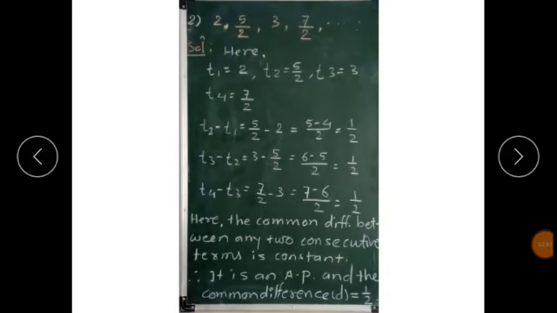Let us see the second example. The sequence is 2, 5 upon 2, 3, 7 upon 2. Here T1 is equal to 2, T2 is equal to 5 upon 2, T3 is equal to 3 and T4 is equal to 7 upon 2. Let us find the common difference between the first two terms, T2 minus T1. 5 upon 2 minus 2, which is equal to 5 minus 4 upon 2. Here we take the LCM, which is equal to 1 upon 2.